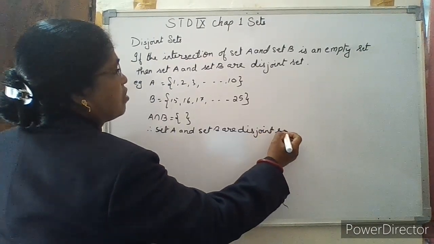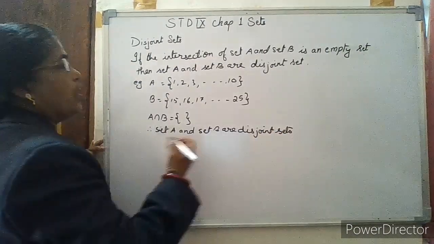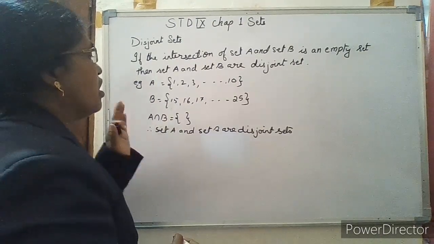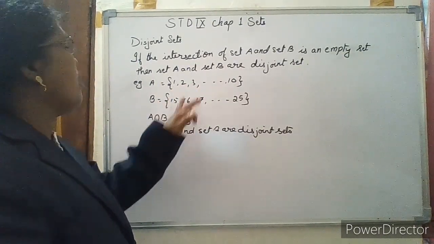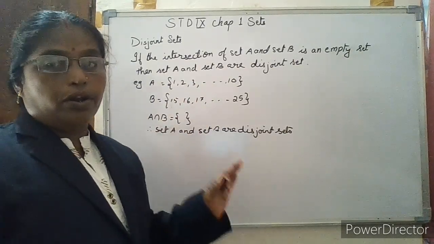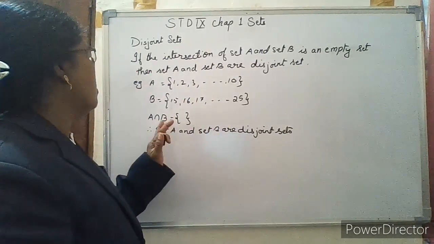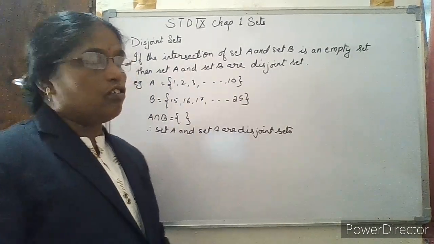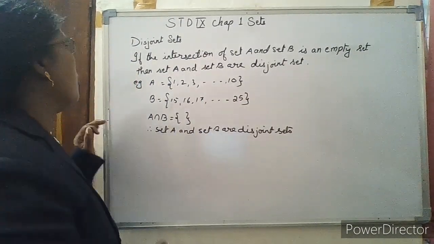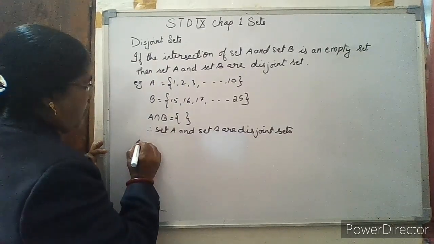So any two or three sets, if they do not have any common elements, or the intersection of the sets is an empty set, then the sets are called disjoint sets. Now we are going to learn about union of sets.